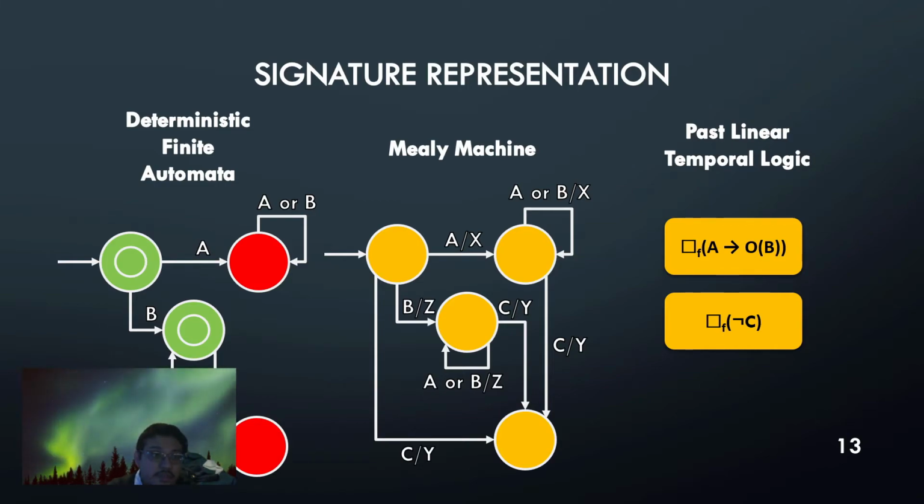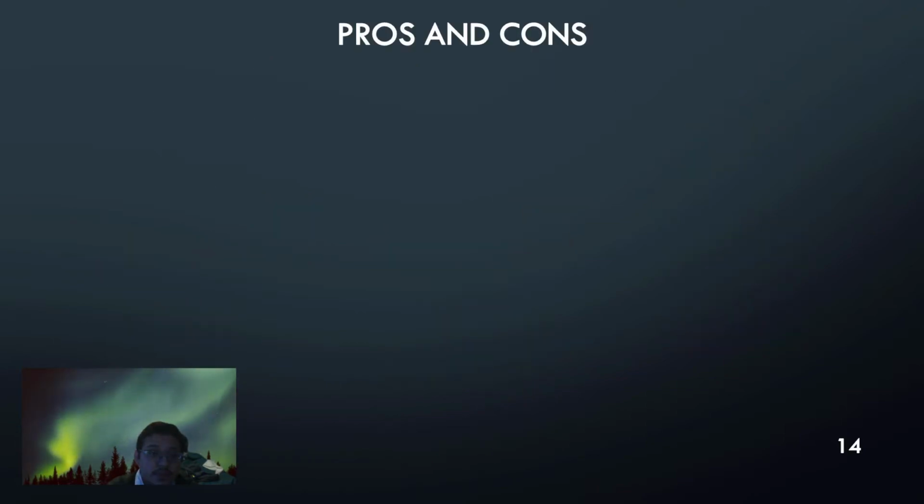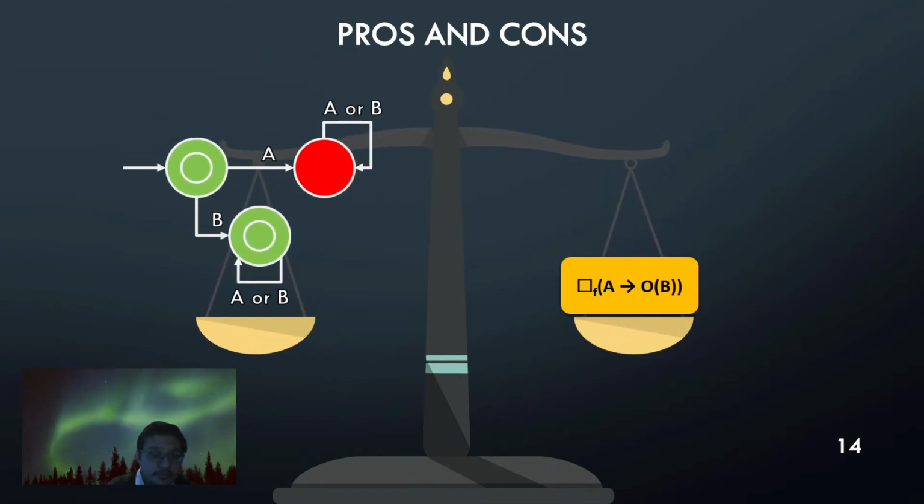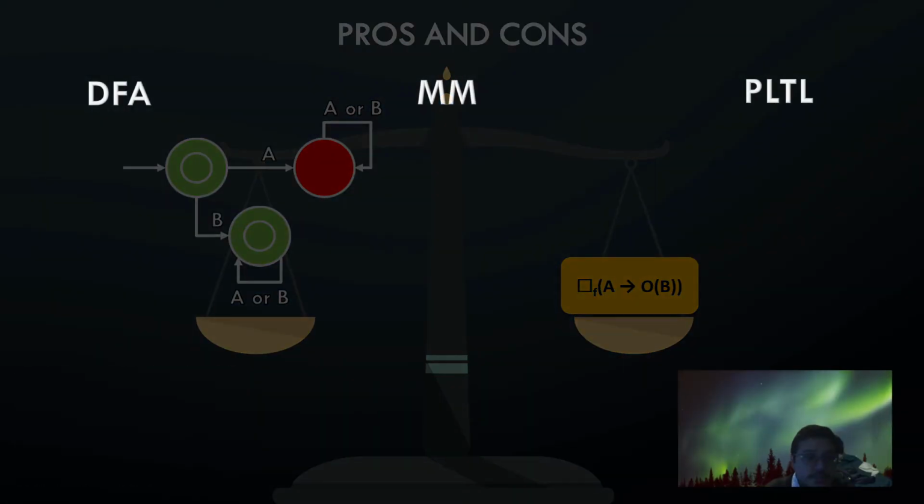For the deterministic finite automata and the Mealy machine, the implementation is quite trivial. You can think of it as just some nested dictionaries. And as for the passive linear temporal logic, we use a well-known dynamic programming algorithm. So now that we've discussed these different signature representations, let's talk about their advantages and disadvantages.